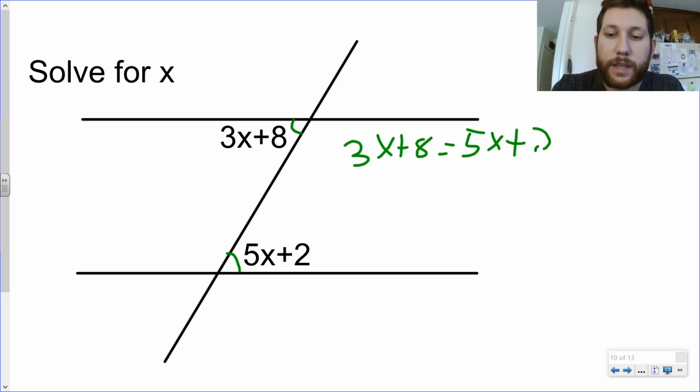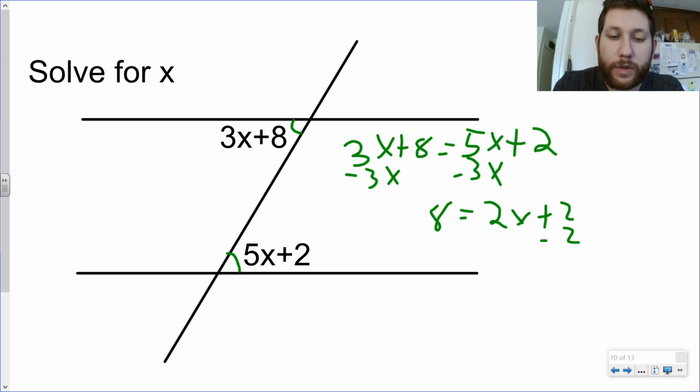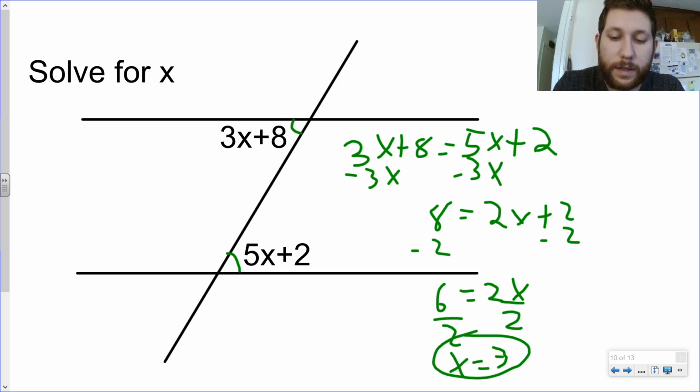Now you could use Desmos to solve this if you want, or you can solve it by hand. Let's go ahead and start by subtracting 3x on both sides. I get 8 is equal to 2x plus 2. I'm going to subtract 2 on both sides, and I get 6 is equal to 2x. And I'm going to divide by 2. And I get x is equal to 3. And that's my final answer. X is equal to 3.